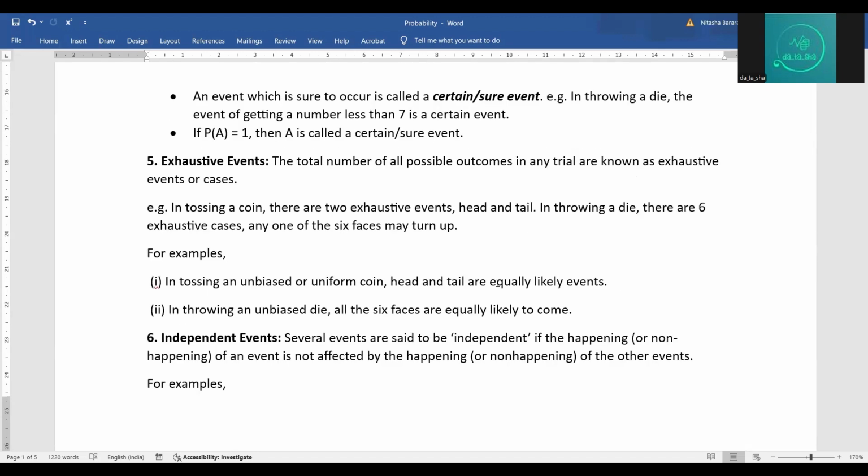Whatever event could happen, like if I am tossing two coins, these are the possibilities that I have. So exhaustive events means you are getting heads, you are getting tails, you might get heads and tails. So one head, two heads, two tails. You can't have three heads in this. You can't have three tails in this. So that's an impossible event. So exhaustive cases would be the total number of all the outcomes in the trials. So that would be the exhaustive events or the exhaustive cases.